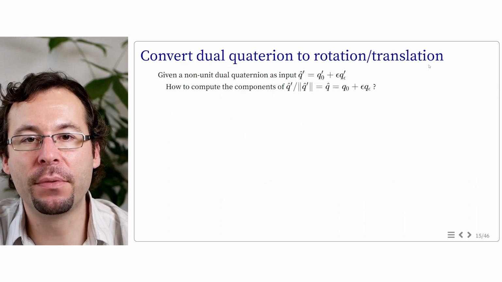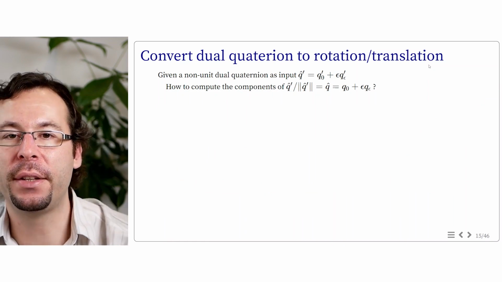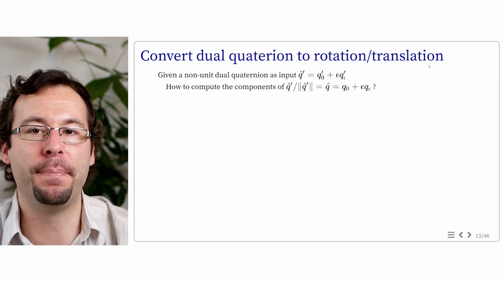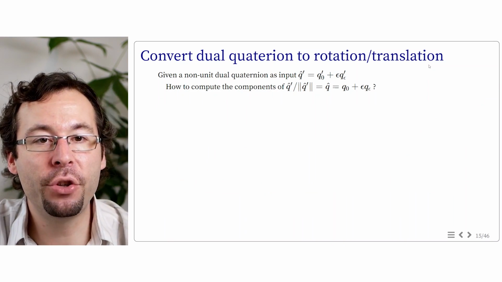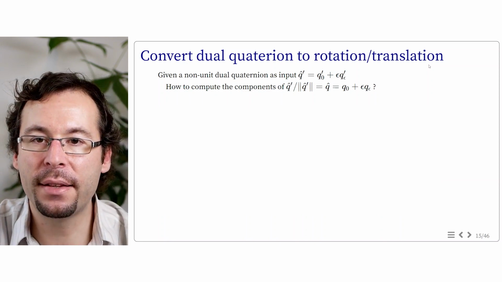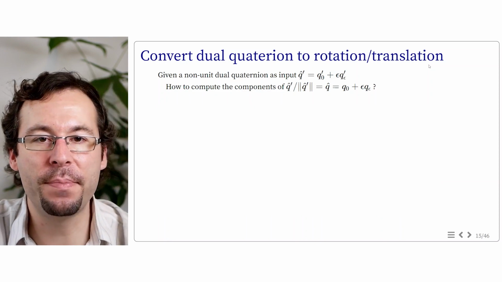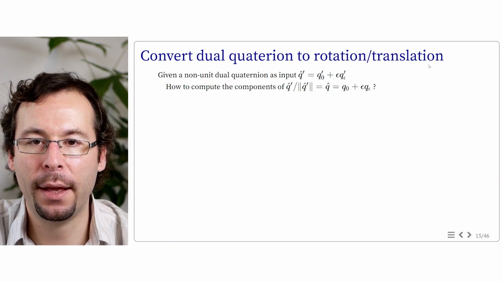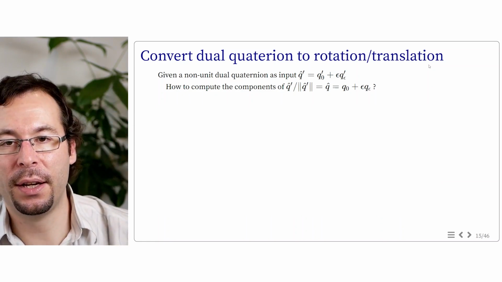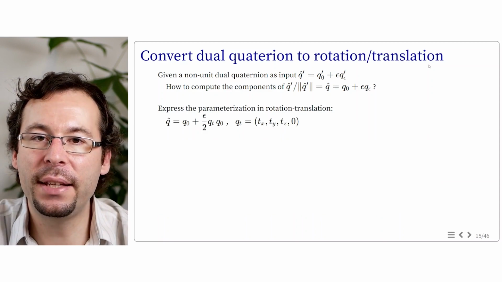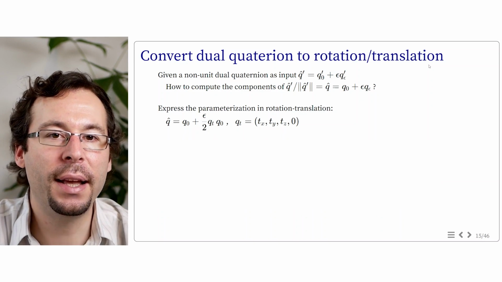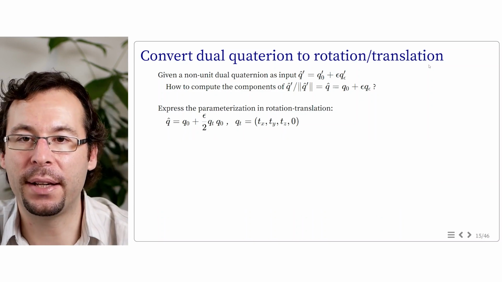So we saw that we can convert a rigid transform to a dual quaternion. And now how can we convert a dual quaternion to its rotation and translation part? So we have an arbitrary dual quaternion which is not of unit norm, Q prime hat, which equals Q0 prime plus epsilon Q prime epsilon. And we want to normalize it and extract the correct component parts. So for that, we can identify the dual quaternion to its parametrization in unit norm and as rotation and translation part.